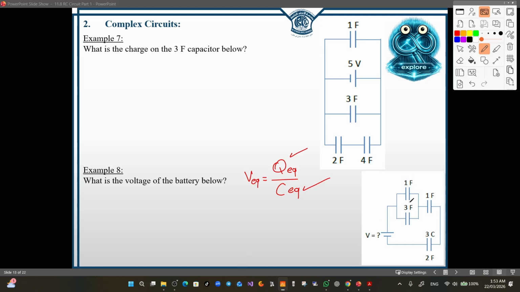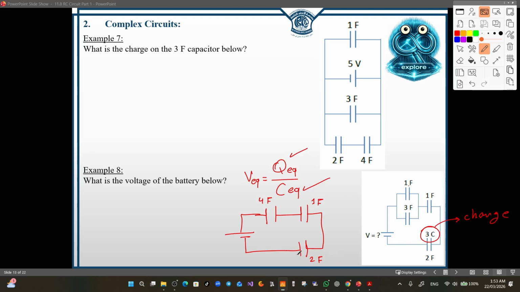Let's start with this combination, 1 and 3. Now 1 and 3 are connected in parallel, so let me turn it into one single capacitor. Now we just add them in the normal way. This is 4 farad, this is 1 farad, and this is 2 farad. Now the 3C here, C stands for coulombs, and we know that coulomb is the unit of charge.